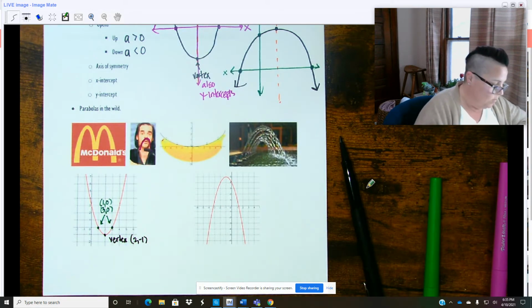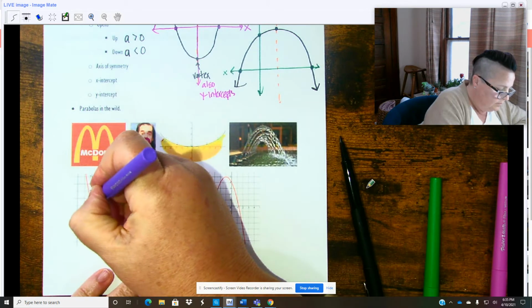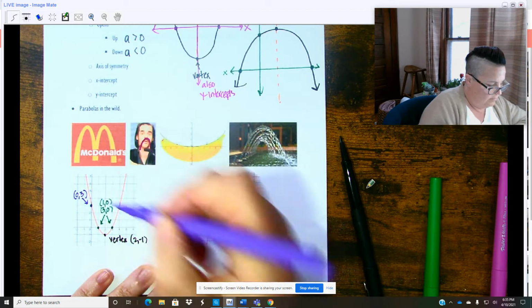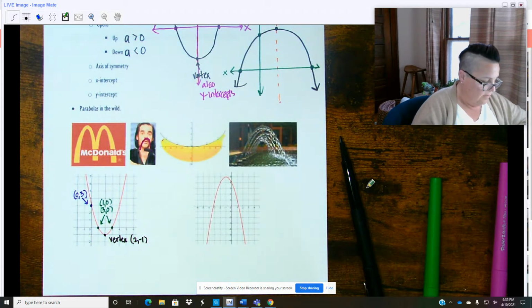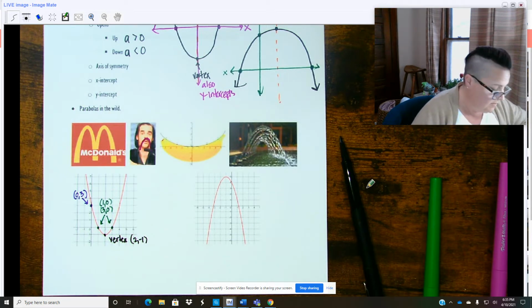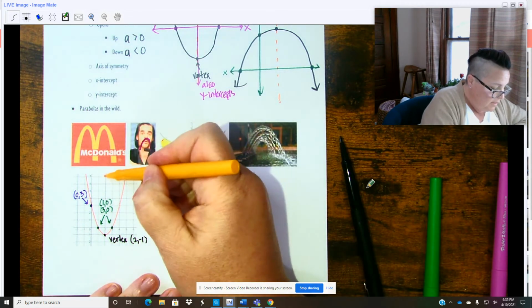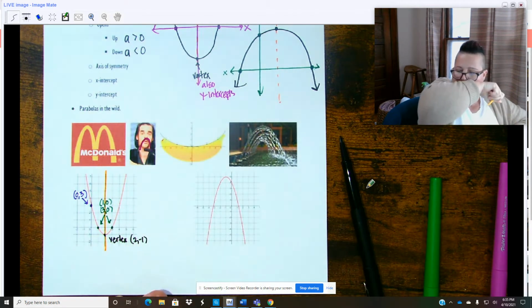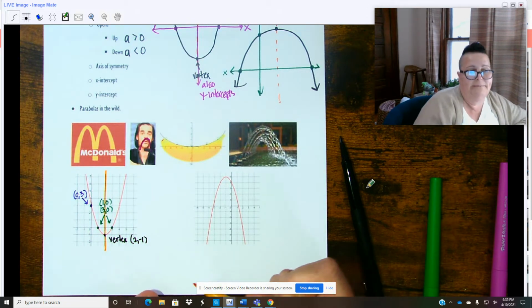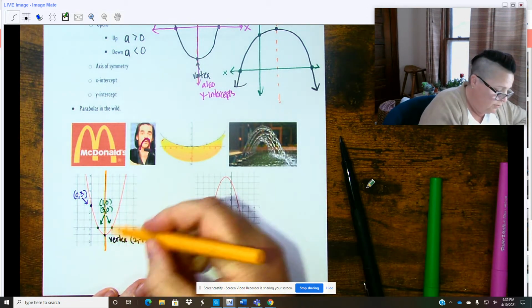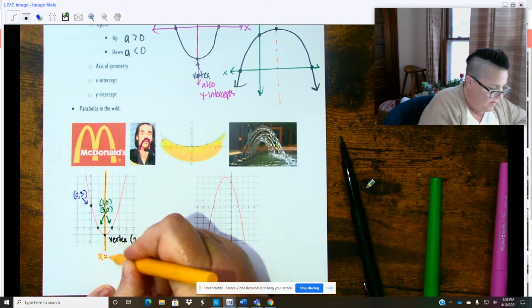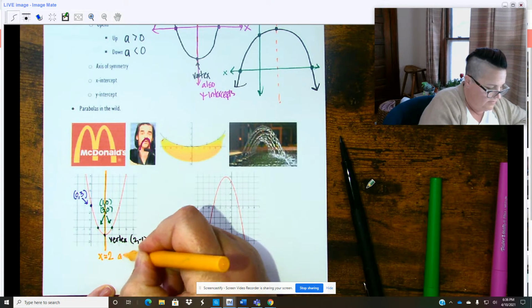This one also has a y-intercept. The y-intercept here is at (0, 3). So we have x-intercepts, we have a y-intercept, we have a vertex. Our axis of symmetry is going to go through the vertex. It is a vertical line, and it goes through 2. Vertical lines, if you recall, the equation is x equals. So x equals 2 is our axis of symmetry.